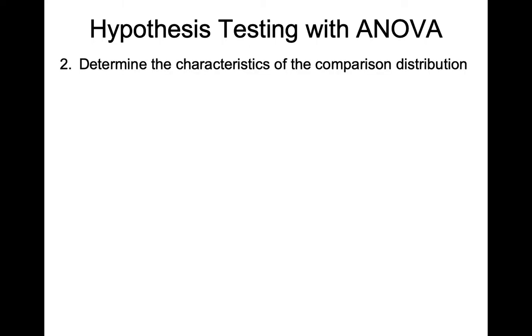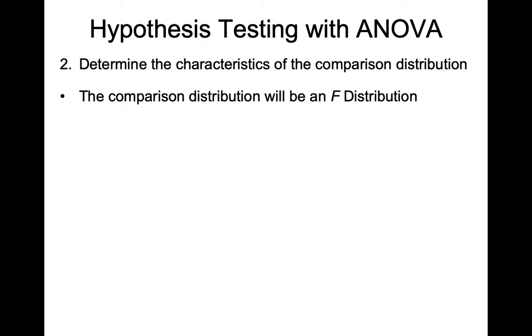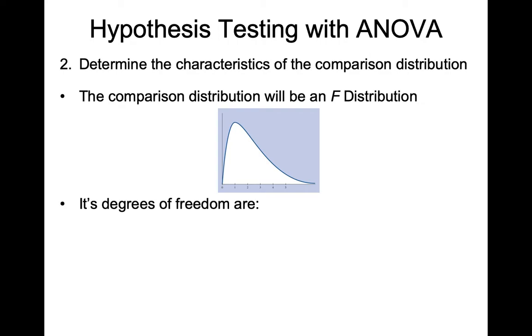Second, we're going to determine the characteristics of the comparison distribution. This will be an F distribution. It looks like this. It has a mode of 1. It is positively skewed.